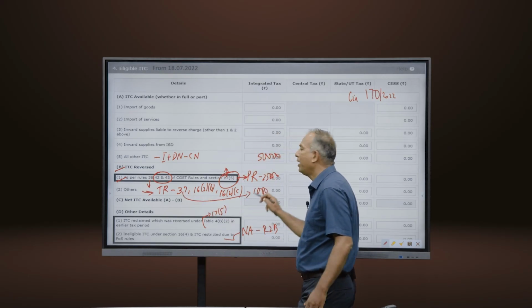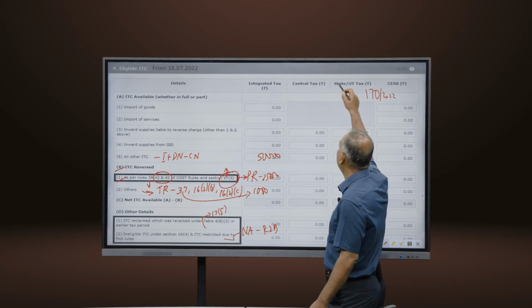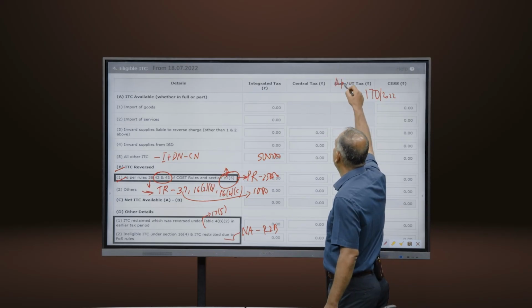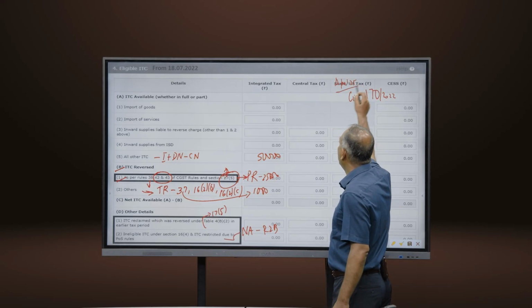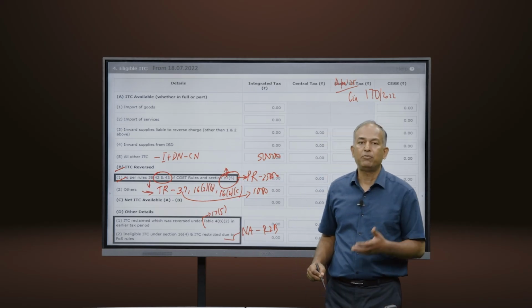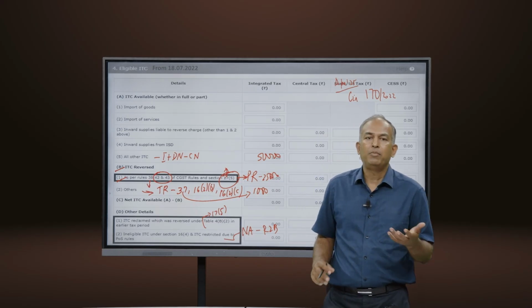I am required to reverse it in the month of, let us say, April 2025. Now, 1,000 rupees I have reversed because I have not made the payment.